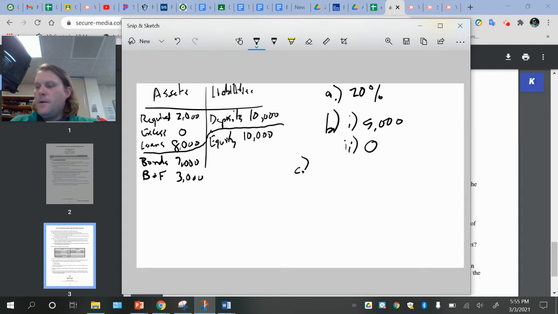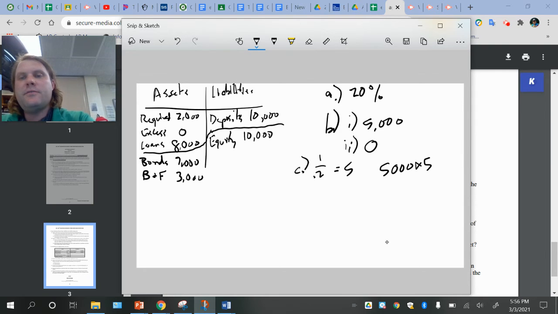Part C, asking you to find the maximum amount that the money supply can change as a result of the $5,000 purchase of bonds by the Federal Reserve. So I've got 5,000 new dollars I can loan out. My money multiplier is 1 over the reserve requirement, which is 0.2. So that's going to equal 5. So I've got 5,000 times 5 equals $25,000. Part D, and again, as long as you have these right numbers here, you're going to figure that out. The reserve requirement is pretty straightforward. The money multiplier is pretty straightforward.